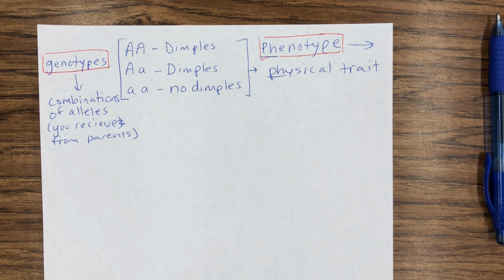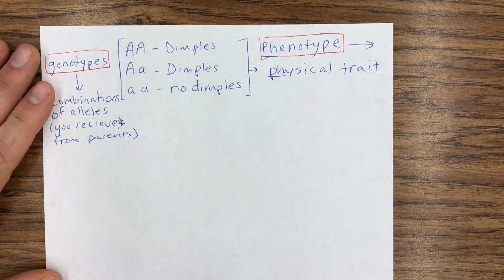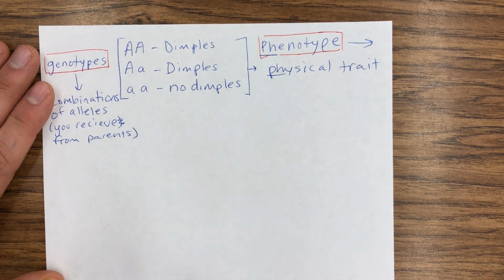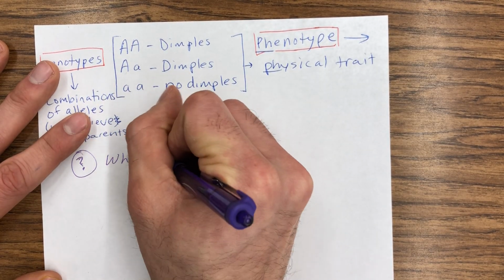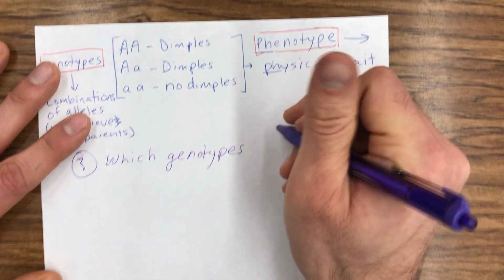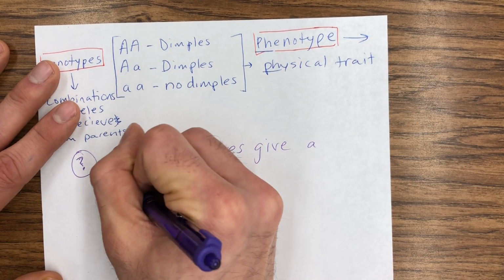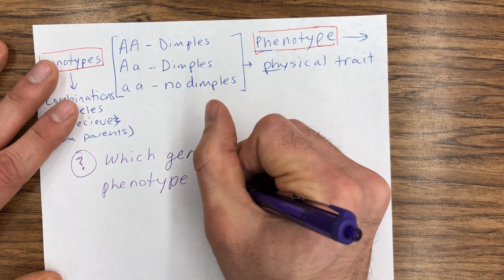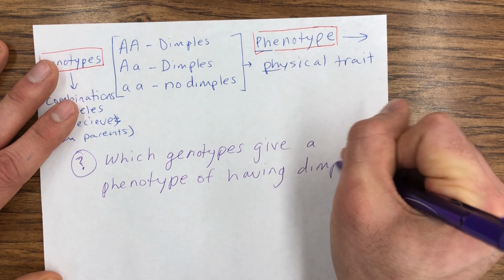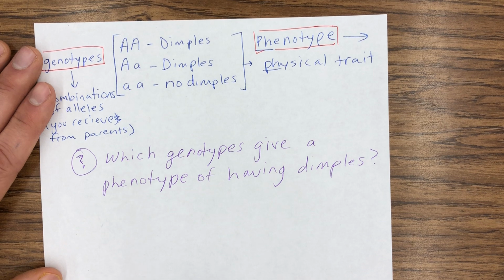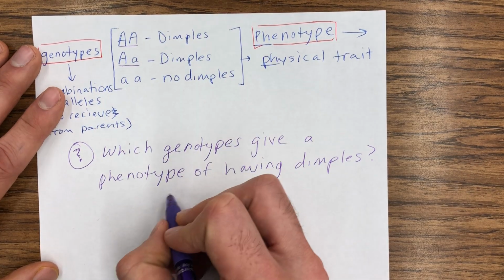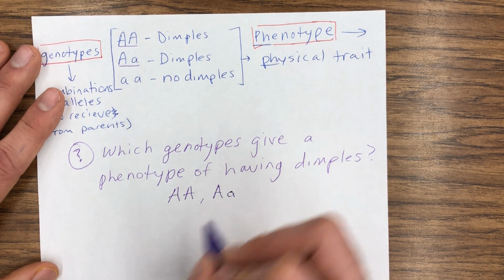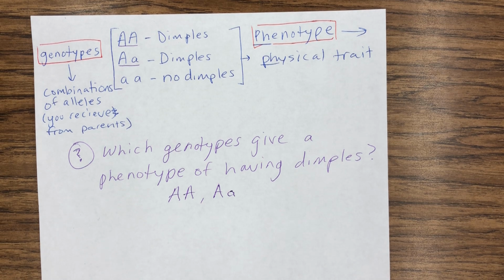Next, what kind of question might I ask you using the terms genotype and phenotype? I might say something like this, and this would be a relatively simple question. Example questions are in purple here. Which genotypes give a phenotype of having dimples? Go ahead and answer that. Which two genotypes give a phenotype of having dimples? That would be this one and this one, right? This gives you dimples, and this gives you dimples. Cool. So that's an example of a simple problem that you might encounter.